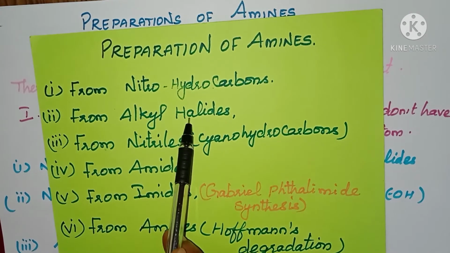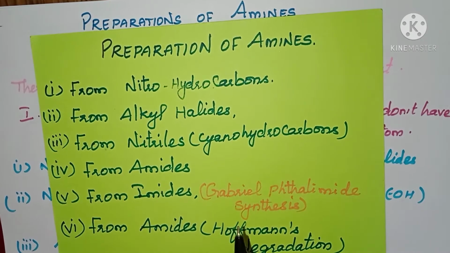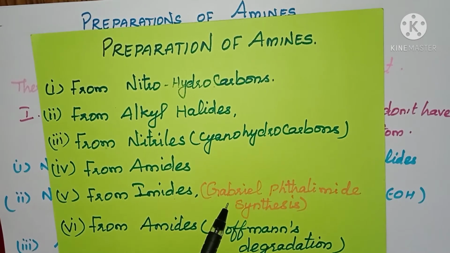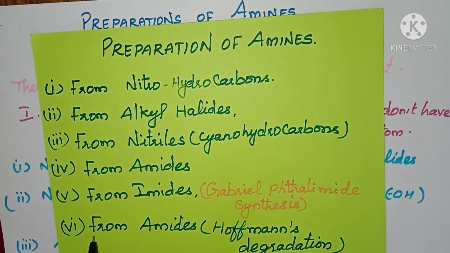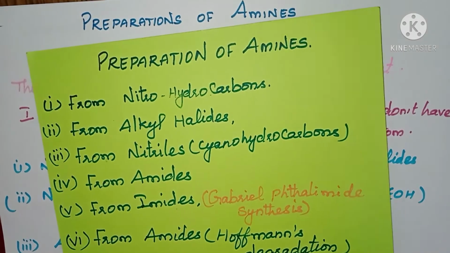Then from alkyl halide. Then from nitriles, that is cyanohydrocarbon, cyanide compound. Okay. Then from amides, from imides, it is Gabriel Phthalimide synthesis. It's a very important one. That's what I mentioned here. From amide, that is Hoffmann's degradation. This is also a very important question. These are the 6 reactions we are going to check in this video. Okay, let us go to that part.